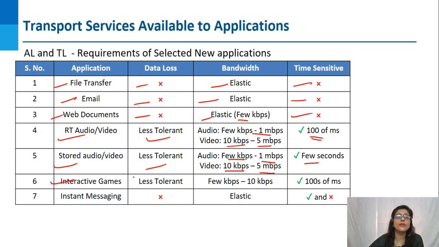Then we can have interactive games, where data loss is less tolerant and bandwidth is a few kbps to 10 kbps, and it is also time sensitive, hundreds of milliseconds. Last but not the least, the example is instant messaging, where data loss is not tolerable. Bandwidth is elastic in nature and it is at times time sensitive, and at times it may not be time sensitive.